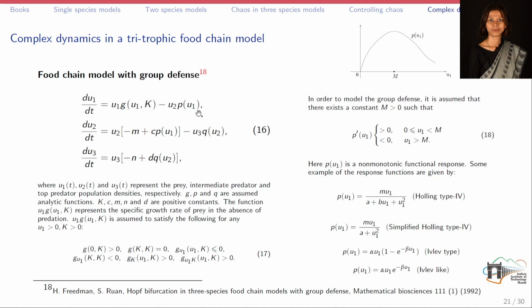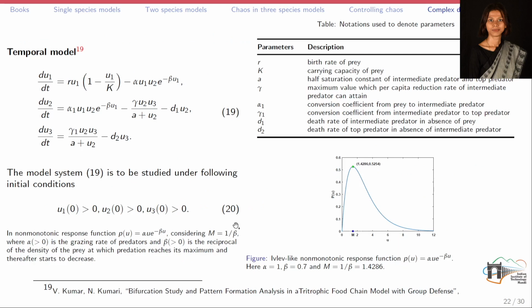Here P(u1) is the functional response to be considered. What we did is replace this P(u1) by the Ivlev-like functional response in order to model the group defense. So this is the mathematical model that we considered in our study. Here we can see that alpha u1 e^(-beta u1) is an Ivlev-like functional response that we considered, and it models group defense in the prey population. Here it appears again as alpha1 u1 u2 e^(-beta u1).